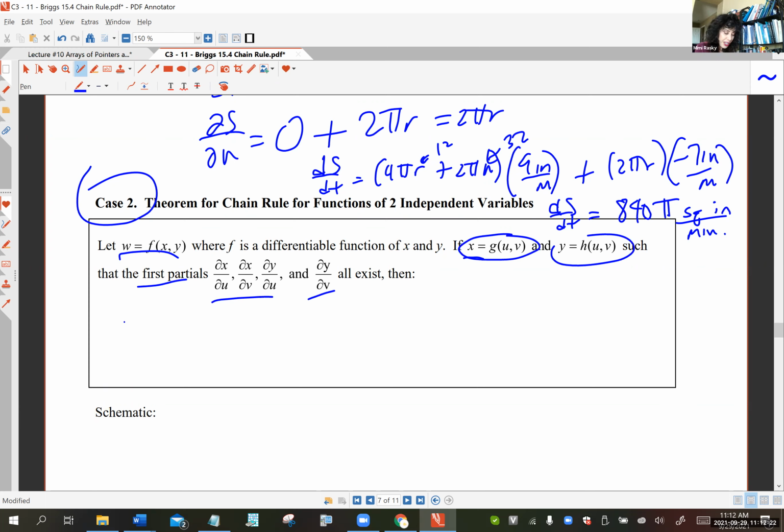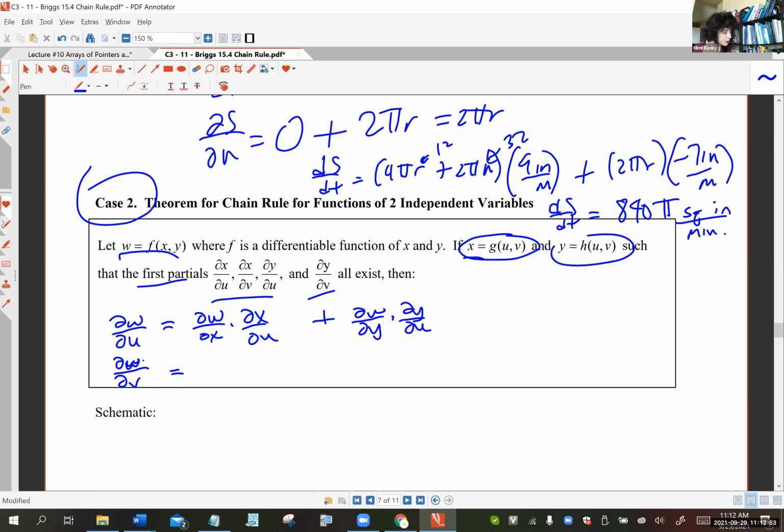Then you're going to have 2 partials to worry about, dw du and then dw dv. So we're going to have 2 formulas here. Oh yeah, it's going to get messy. So the partial of w with respect to u is going to go dw dx times dx du plus dw dy times dy du. And all of the letter d's have curvy stems in this particular formula. No straight stems at all.